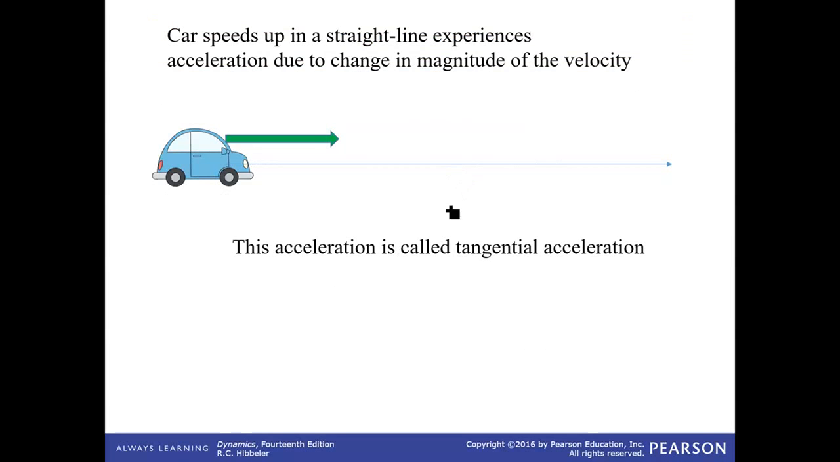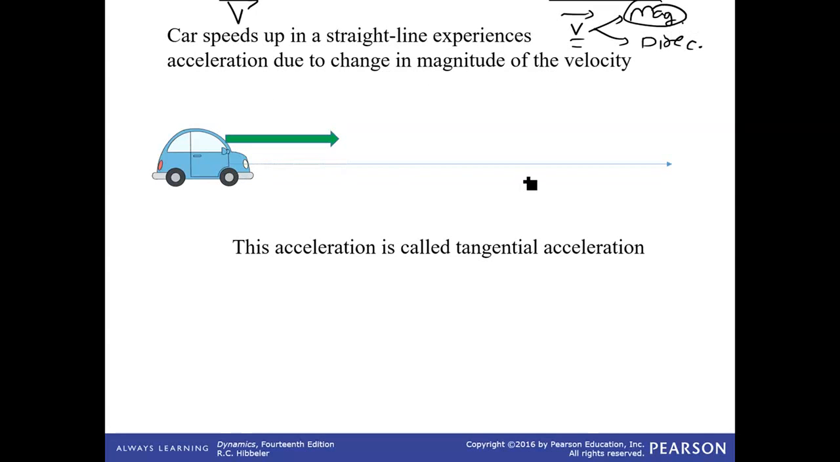So let's look at this example. Now, we know that velocity is a vector. That means velocity has both magnitude and direction. Acceleration is the time rate of change of velocity. So with reference to that, let's look at this example: a car speeding up in a straight line experiences acceleration due to change in magnitude of velocity.